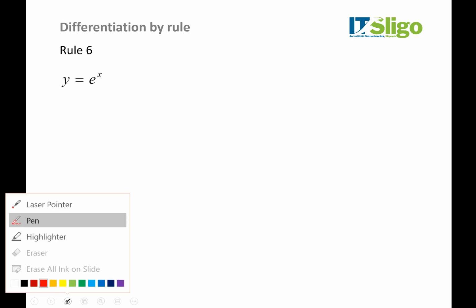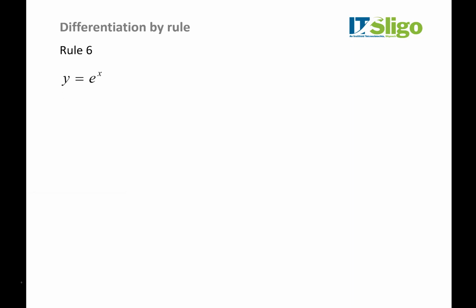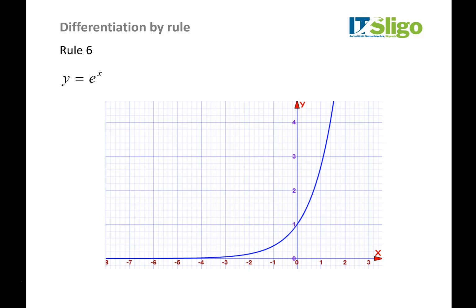So now we'll take a look at rule 6. That's our exponential function, y is equal to e to the power of x. Now this is the easiest derivative to remember because the derivative of y equals e to the power of x is e to the power of x. So I'll try and explain that now.